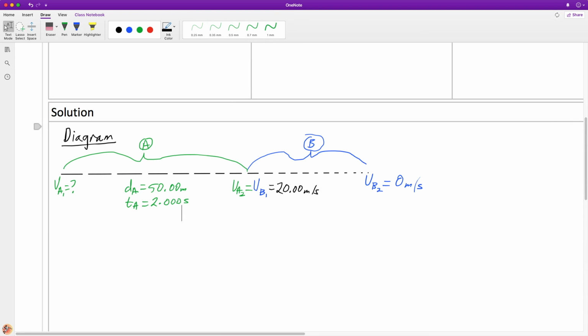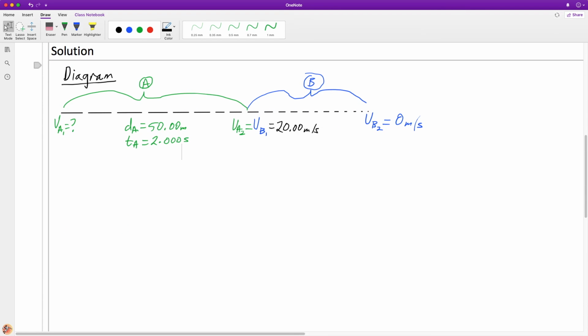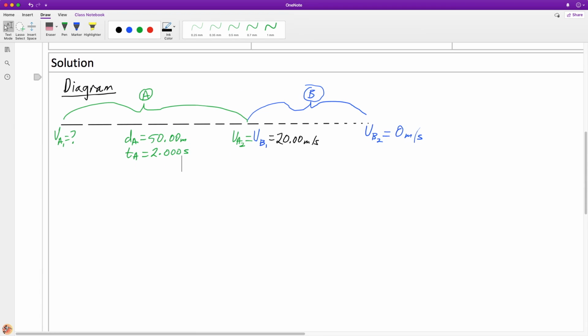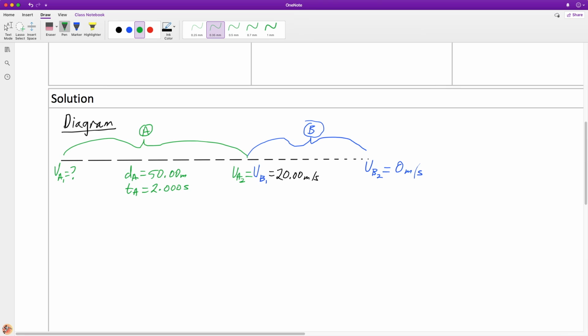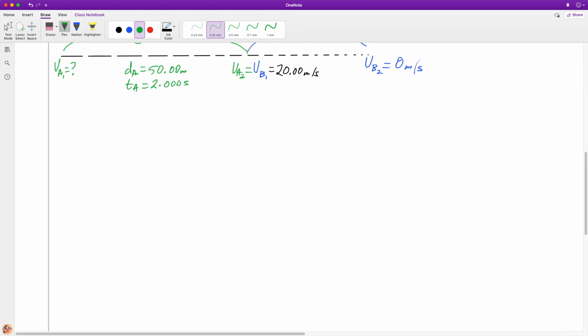All right, so the next question is, where do we go from here? Well, we know that we're looking for the acceleration. So what we're going to do is make our list of the variables that we have: dA, VA1, VA2, acceleration in section A, and the time in section A.